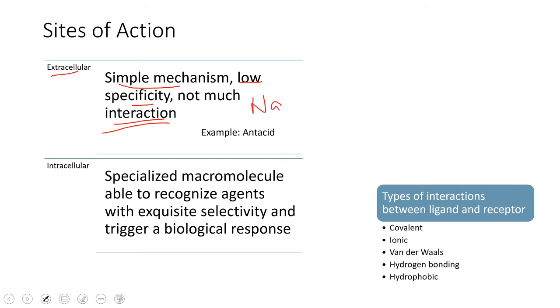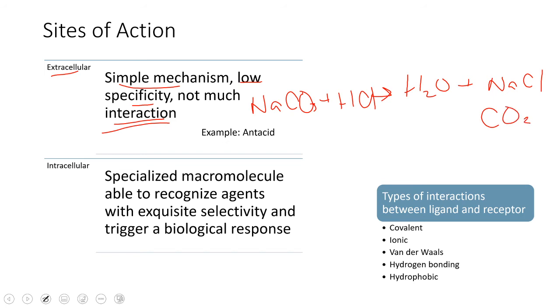So an antacid works by NaCO3 plus HCl to H2O. Please excuse my ugly writing. NaCl and CO2. So how an antacid works is it just reduces the acidity in the stomach by a simple chemical reaction. It reacts with the acids in the stomach and converts to water and salt and carbon dioxide. So that's an example of an extracellular site of action.